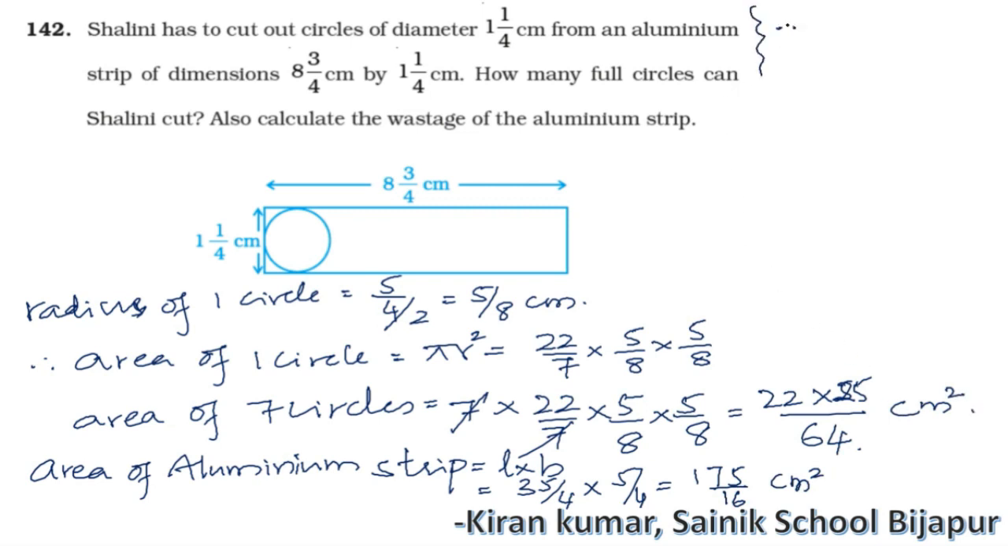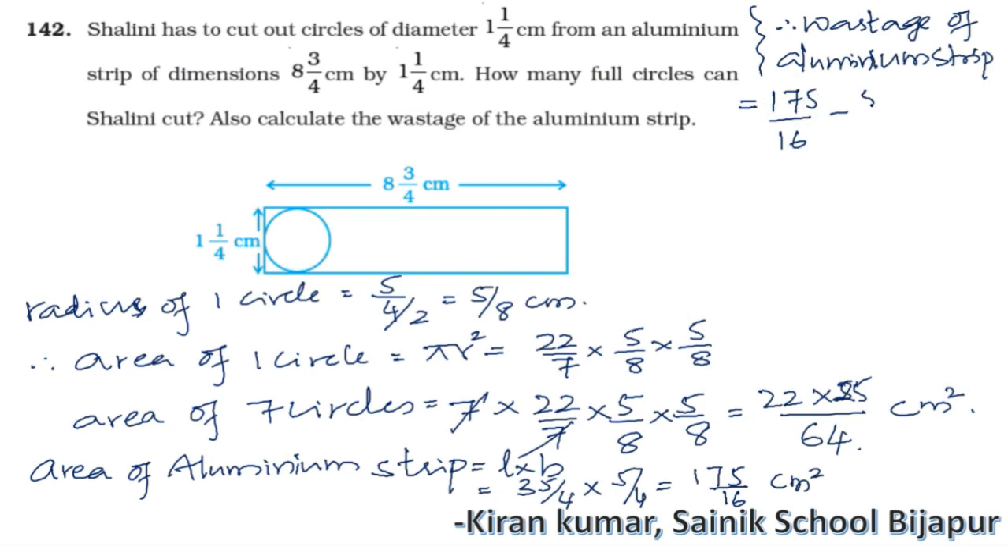Here I'll find out the wastage. Therefore the wastage of aluminium strip will be equal to 175 by 16 minus 550 by 64. Why 550? Because 22 multiplied by 25 is 550. Let's simplify. The LCM is 64.